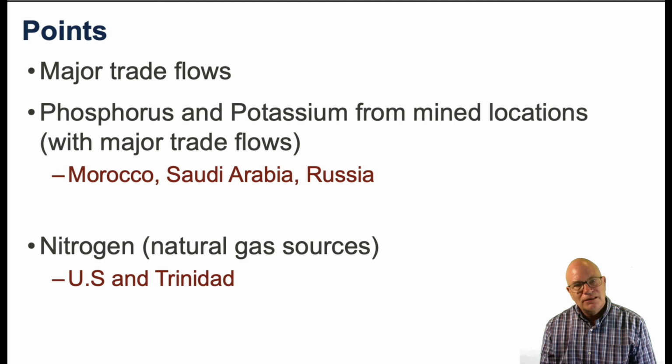Phosphorus and potassium move from mine locations, and again, there are major trade flows, and I would note that Morocco, Saudi Arabia, and Russia are big ones. Nitrogen typically moves from natural gas sources, and the U.S. and Trinidad are players in those areas.